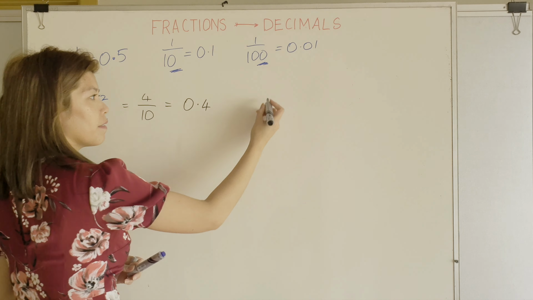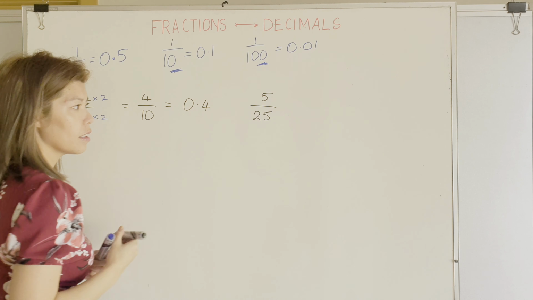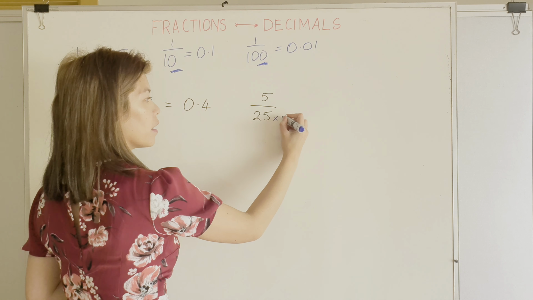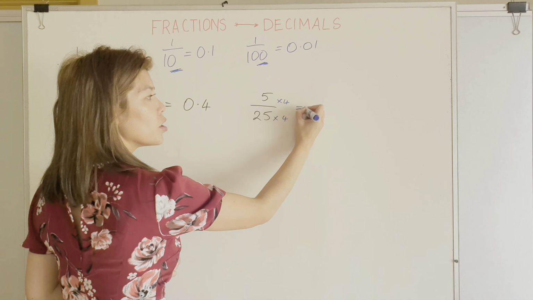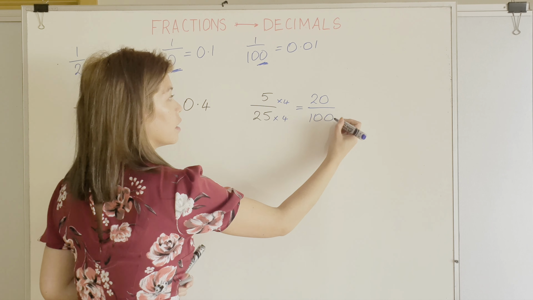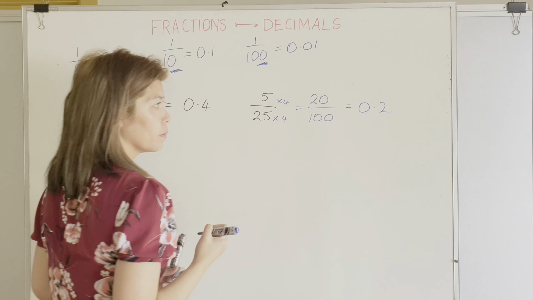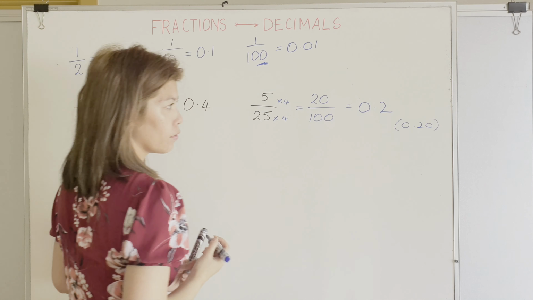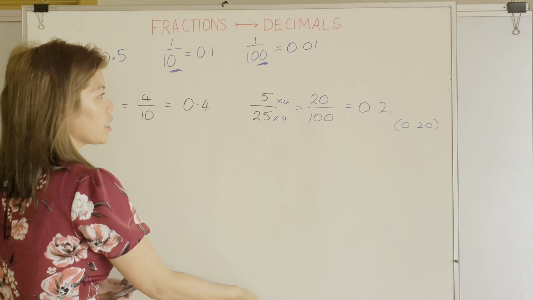Let's try this again. If I had 5 over 25, for instance, what can we multiply so we get 10 or 100? We can multiply by 4. And whatever you do to the bottom, you have to do to the top, so you don't change the question. So now we have 20 over 100. So 20 of these would mean 0.2, which is the same as 0.20. 20 of those.